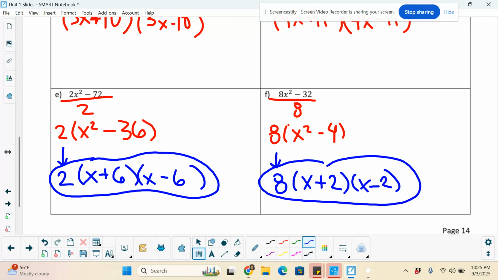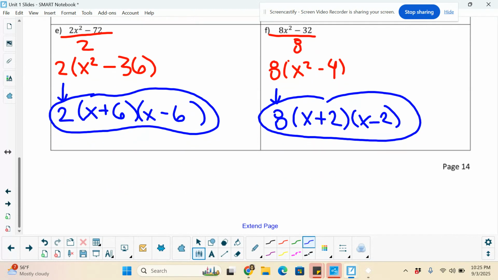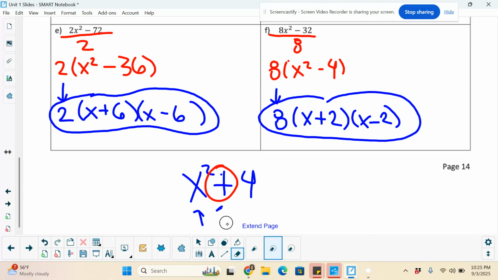Awesome. Okay, now, if for instance you get to a problem and you have something like this, x squared plus 4, remember you have to go through your steps first. X squared is a perfect square, but we have a plus in the middle. Because of this plus, it is not a difference of squares. You would say that this is prime. It is not factorable, okay? So that's a huge thing. Make sure you're looking for that minus in the middle.